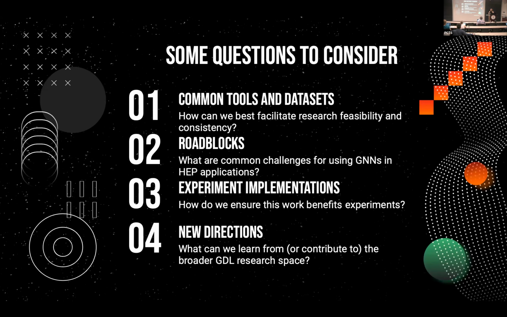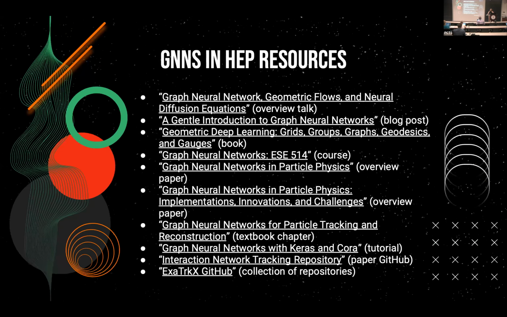And then what else can we do? There's so much work happening in geometric deep learning in the broader machine learning space. We've already brought in some ideas like equivariance, but there's really so much more happening in that space. So are there ideas we can bring in to make this work even better?